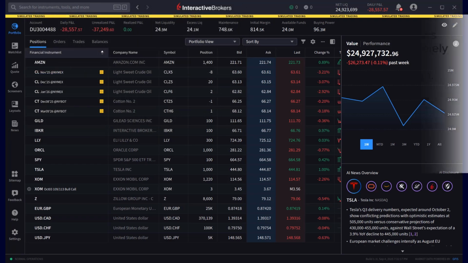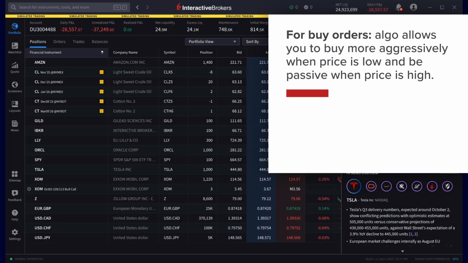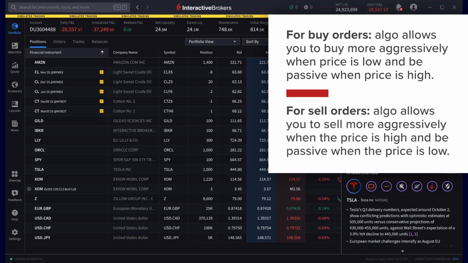For buy orders, the algo allows you to buy more aggressively when the price is low and be passive when the price is high. For sell orders, you can sell more aggressively when the price is high and be passive when the price is low.